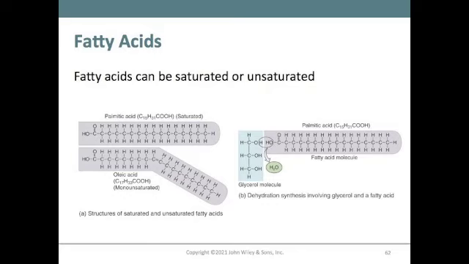A fatty acid consists of a carboxyl group and a hydrocarbon chain. Fatty acids can be either saturated or unsaturated. A saturated fatty acid contains only single covalent bonds between the carbon atoms of the hydrocarbon chain. And an unsaturated fatty acid contains one or more double covalent bonds between the carbon atoms of the hydrocarbon chain.